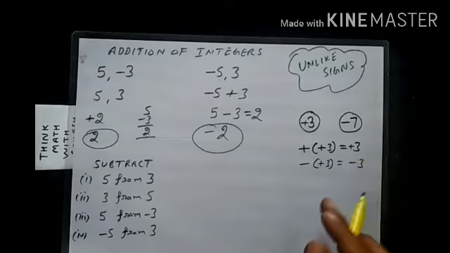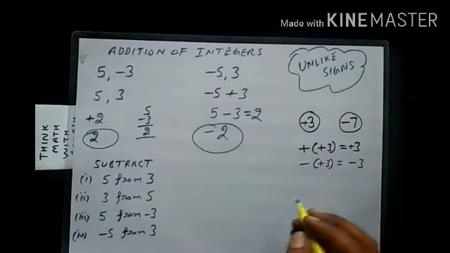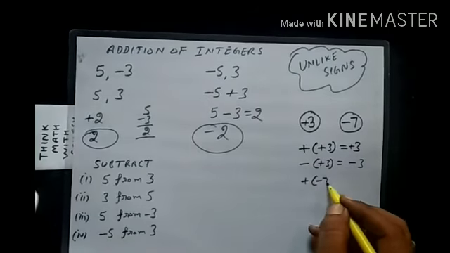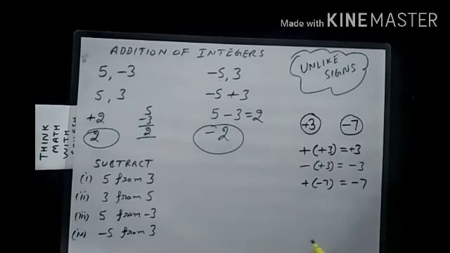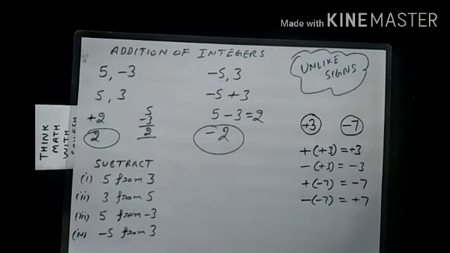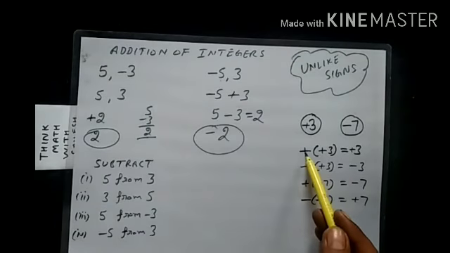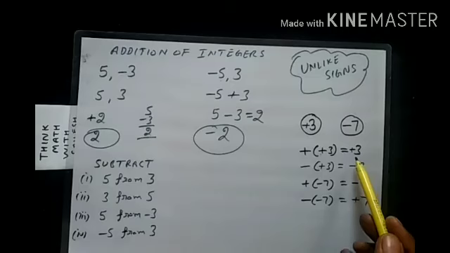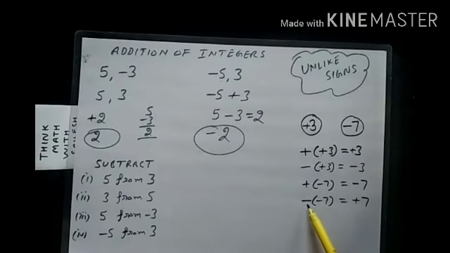Now the turn is of the negative integer. The positive of a negative integer is negative and the negative of a negative integer is positive. Here you will see that if the positive symbol is multiplied with the positive symbol, then the answer is positive. And if the negative symbol is multiplied with the negative symbol, then the answer is positive. But if the negative symbol is multiplied with positive, and if positive is multiplied with negative, then in both cases the answer is negative.